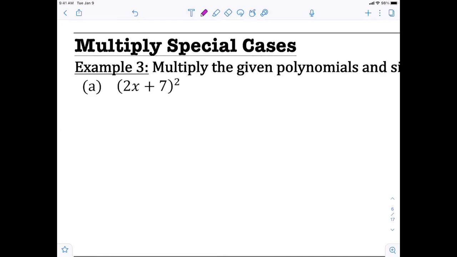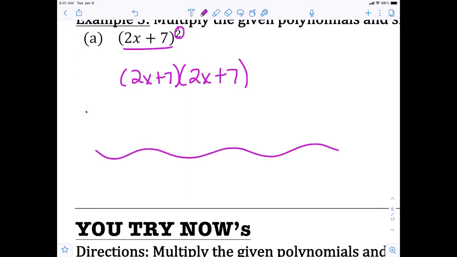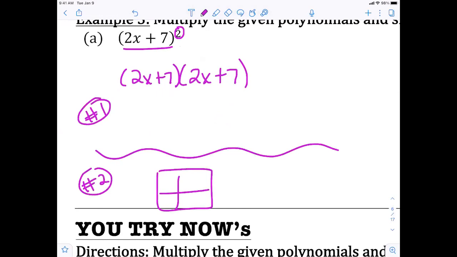But for something like this, you're noticing that probably there's only one polynomial, but it's being raised to the second power. Powers take that thing and multiply it by itself. So if it's a problem like this, it's really just a matter of expanding it, taking that thing, multiplying it by itself, and now we do the exact same thing. You could choose option number 1, which is our distributive method, or option number 2, which is our box method.